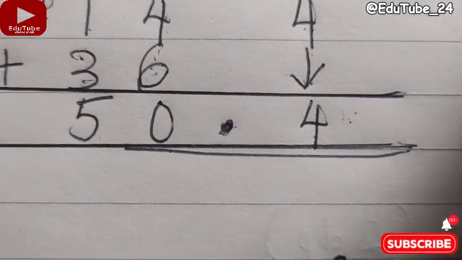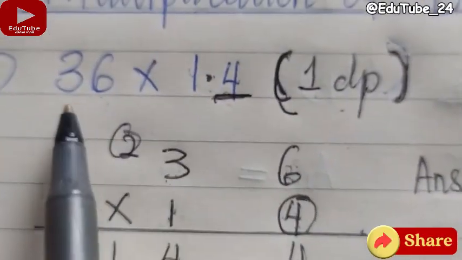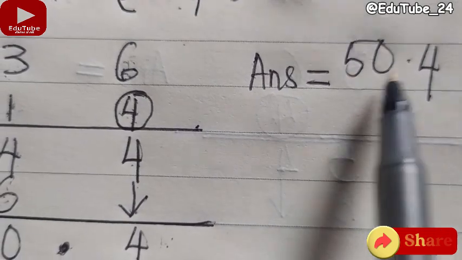So our final answer is 50.4. So basically 36 times 1.4 gives us 50.4.